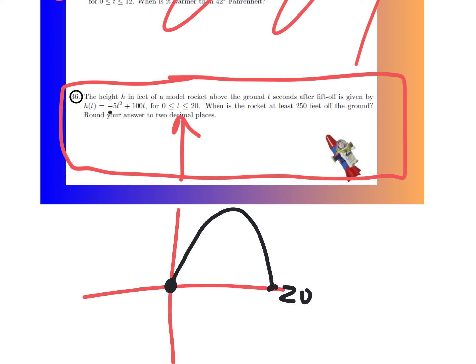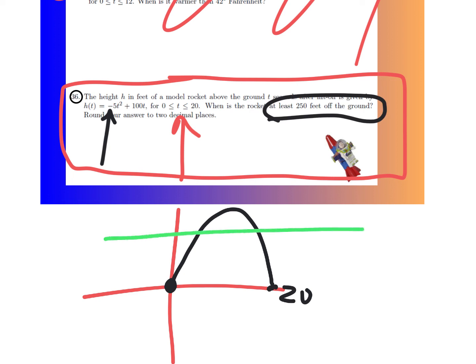The parabola is upside down because there's a negative in front. They rounded the gravitational constant, which would normally be negative 4.9, to negative 5 just to make the equation easier. When is it 250 feet off the ground? That's a line that goes like this at 250. Do you get it's very likely that it'll go past 250 on the way up and then on the way back down again and go past 250 again? A parabola having 2 answers? Madness. All right, that's the setup one.